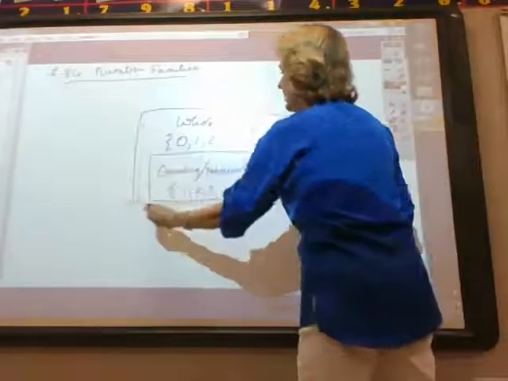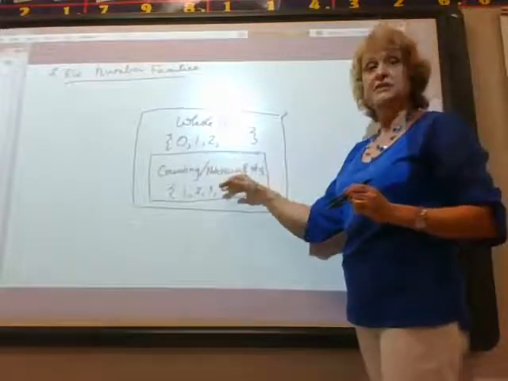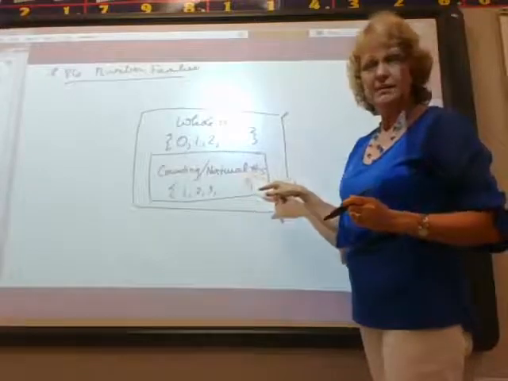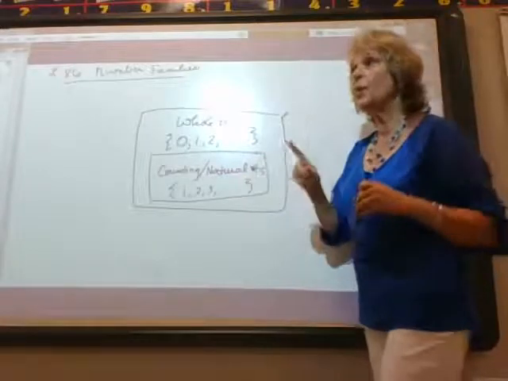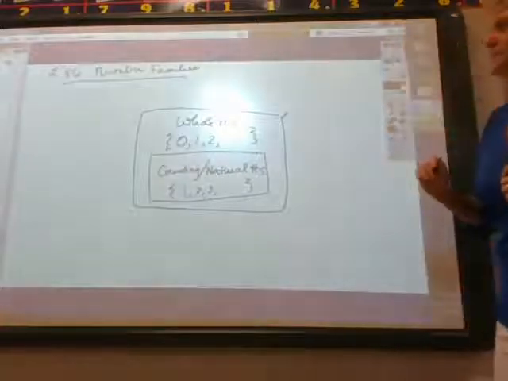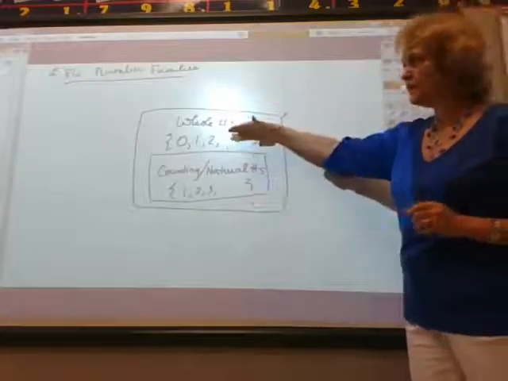But I can't say that backward because all the whole numbers are not in the counting numbers because the whole numbers include 0, and 0 is not a counting number, right? I don't start counting and say 0, 1, 2, 3, 4. No, don't do that. All right, so we have the natural numbers or counting numbers. Then we have the whole numbers.